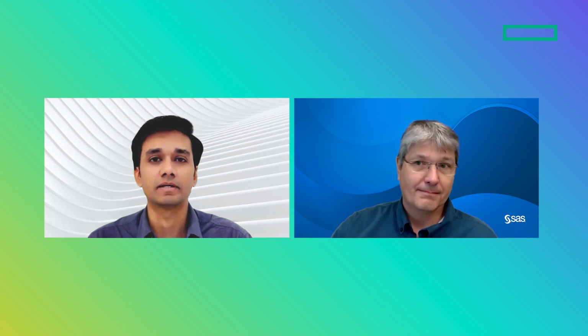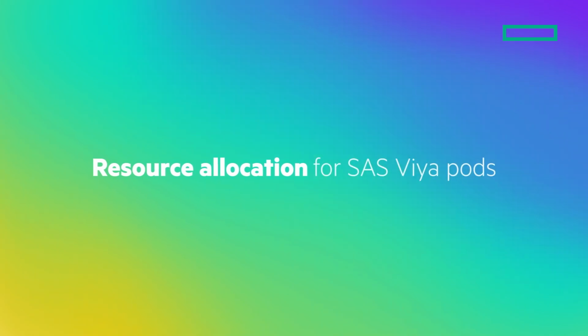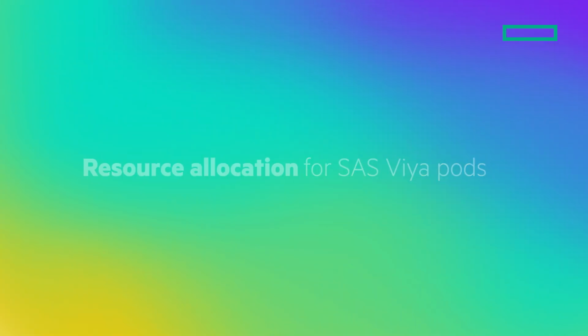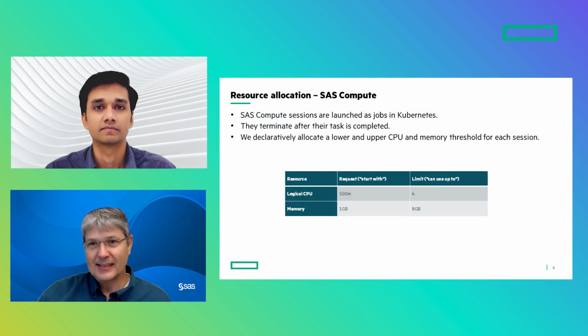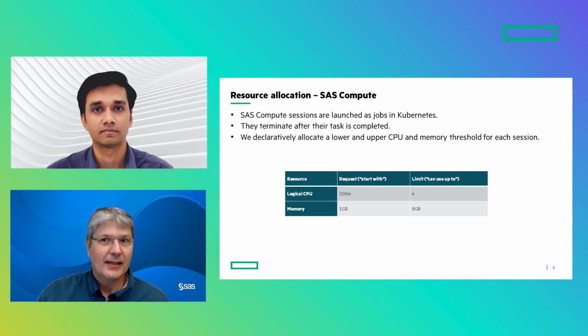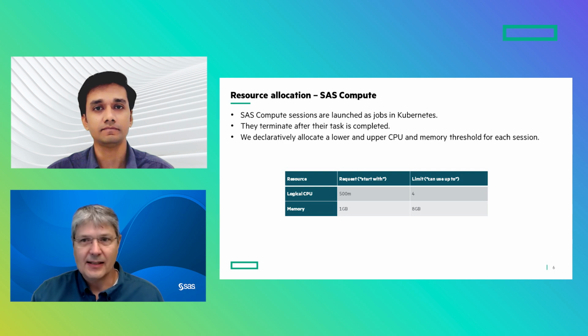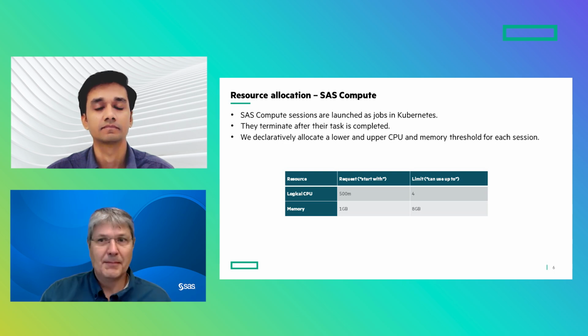Amazing. Okay, makes sense. So now that we have looked at the workload placement, should we look at the resource allocation for each of the pods? So for that, we need to understand that the compute engine and the CAS server run quite differently in SAS Viya. While the compute sessions are launched as jobs and they terminate after their task has completed, the CAS server is deployed as a service. And that means it's expected to run continuously.